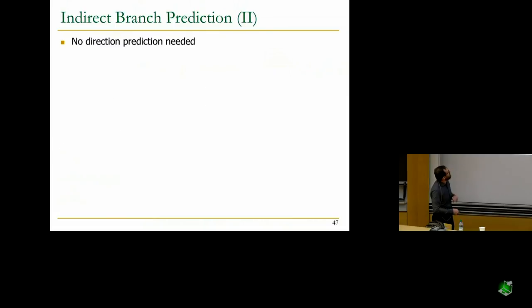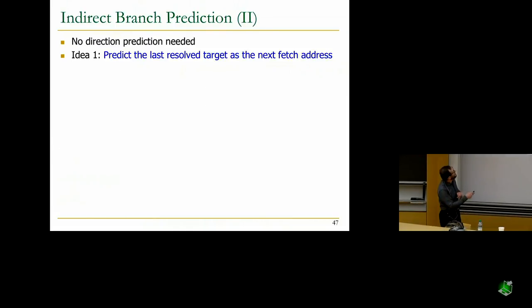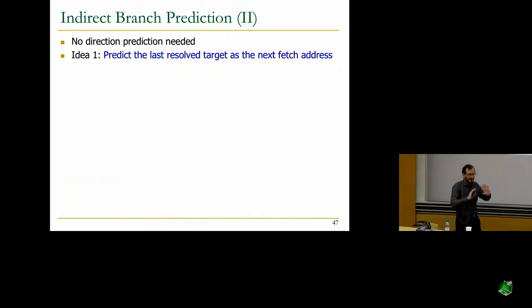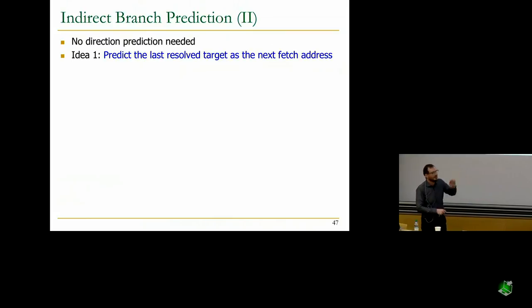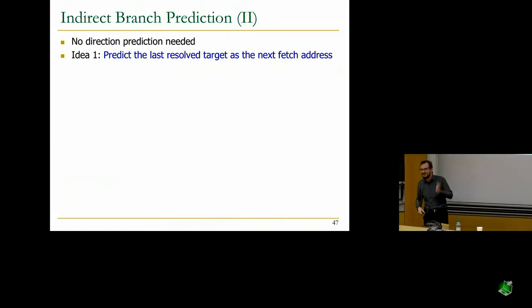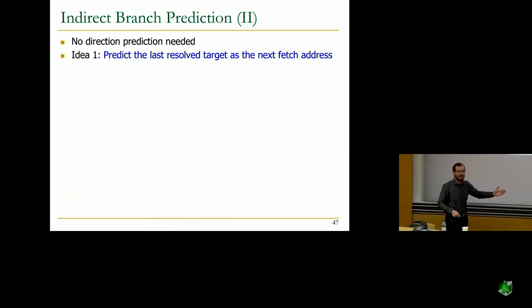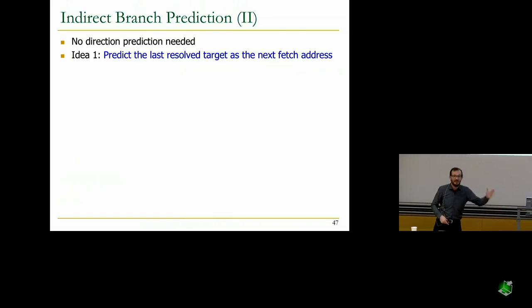Okay, so the upside is there is no direction prediction needed, but you have a bigger problem at hand, which is the target prediction. People have developed a lot of ideas. I'm not going to go through all of them, but I'll give you two ideas. You can predict the last resulting target as the next fetch address, right? The last time this indirect branch was executed, it had a target address that you computed, use the same one.